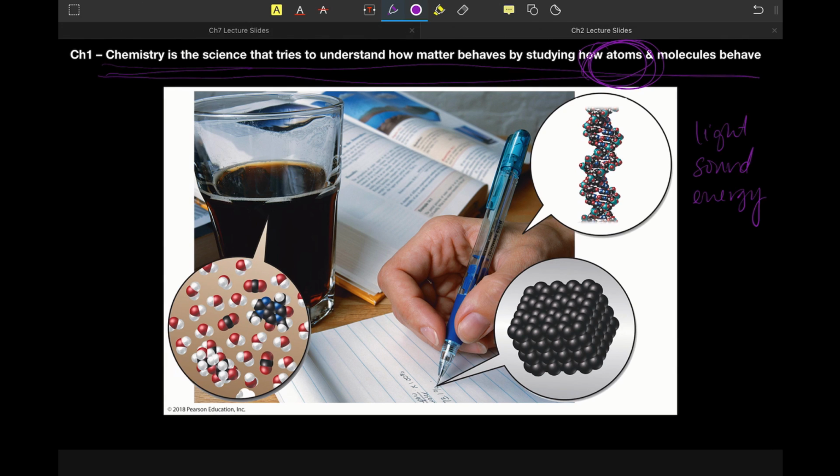You may not exactly know what the atomic makeup of something is, but it's made of atoms at its basic level. And so this picture from your book tries to illustrate that, where we have our genetic material, the carbon that composes our lead, the water that makes up the solution, and other chemicals that make up our beverages.